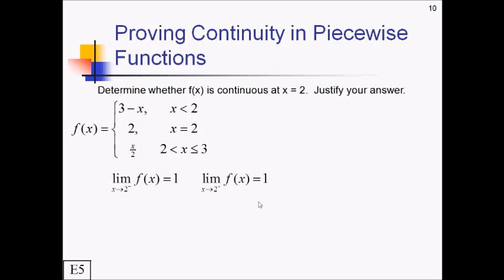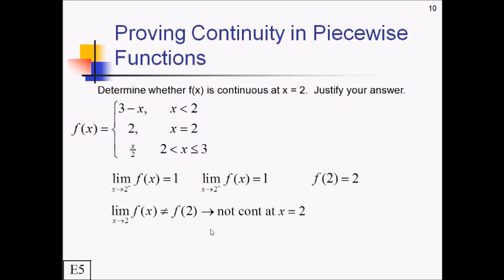Now we have to find the function value at 2. That's going to use the rule where x equals 2, this rule here, and that has a value of exactly 2. It's just a constant function. So we see here that the two-sided limit as x approaches 2 and f of 2, they both exist, but they don't match up. They are not equal to each other. So therefore, since we violate that third condition of continuity, we can say that we are not continuous at x equals 2.